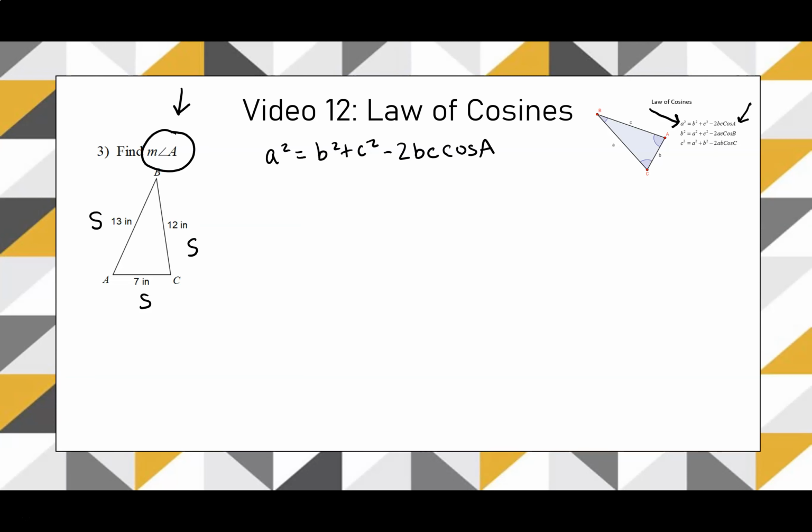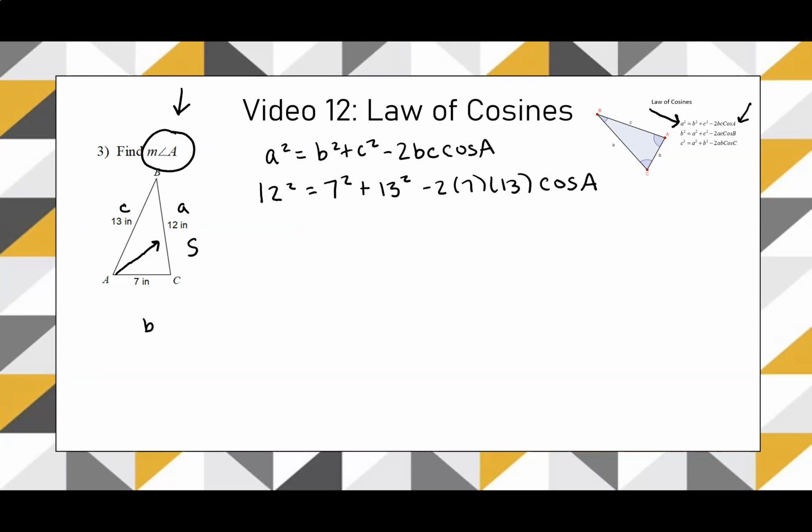All right, plugging in here, you're going to notice this looks a little different because I can actually plug in for my A. Oops, wrong thing here. Sorry about that. I get 12 squared equals 7 squared plus 13 squared minus 2 times 7 times 13 times cosine A. All right. And if you're confused about where those letters came from, remember, I just go across from A. That's my A. This would be my B, and this would be my C.